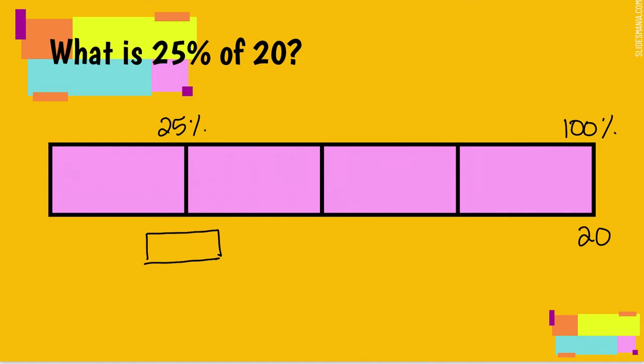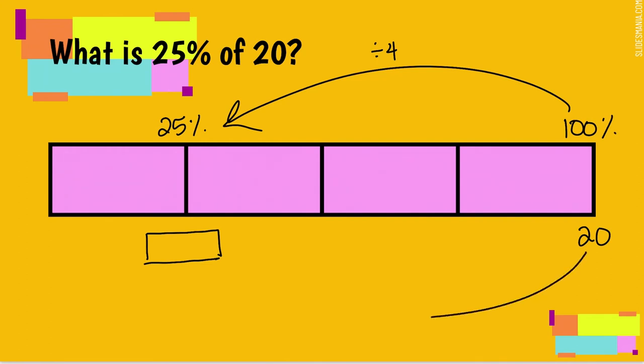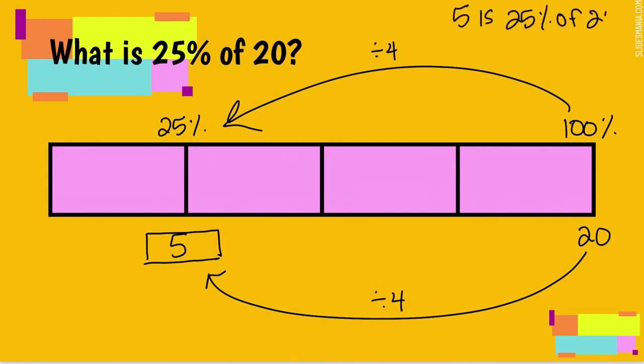The first way that I see that I can multiplicatively solve for my missing unknown is I can divide 100 by 4 to get to 25, which means I would divide 20 by 4 to get to my missing value, which is 5. So then 5 is 25% of 20.